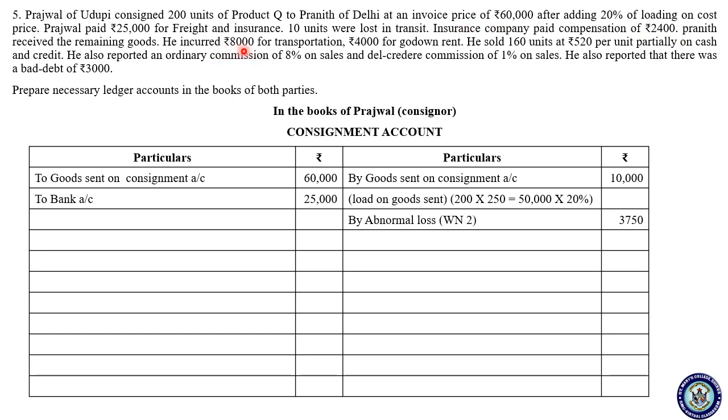Next, expenses incurred. Who incurred? Pranith received the goods and he incurred 8,000 for transportation and 4,000 for godown. So you have to mention his name, the consignee's name. So it is To Pranith account, that is expenses like transportation and godown. So you have to write the total value.